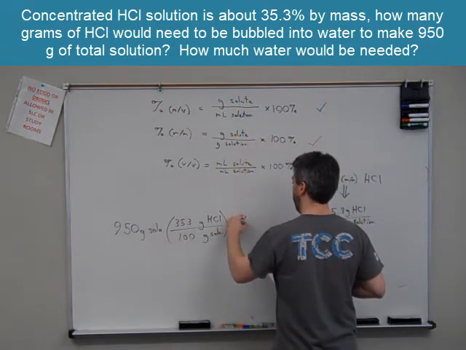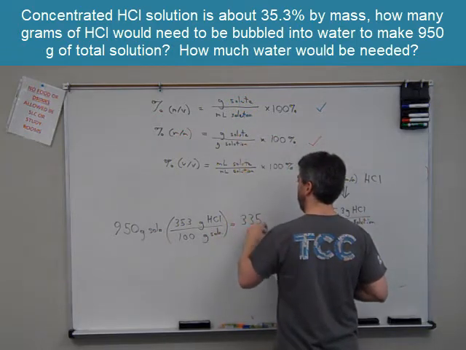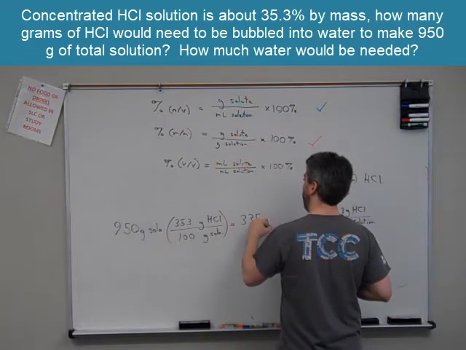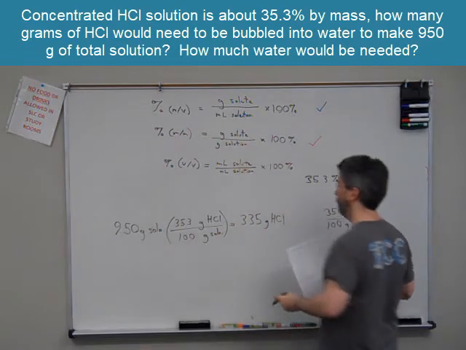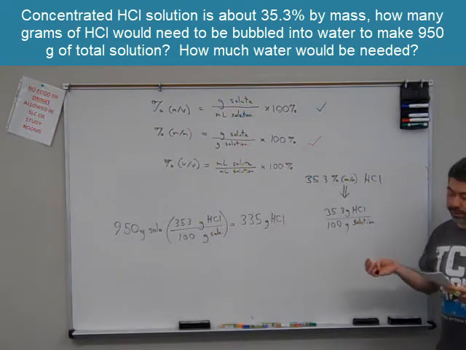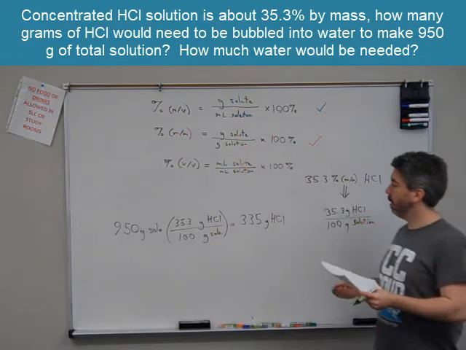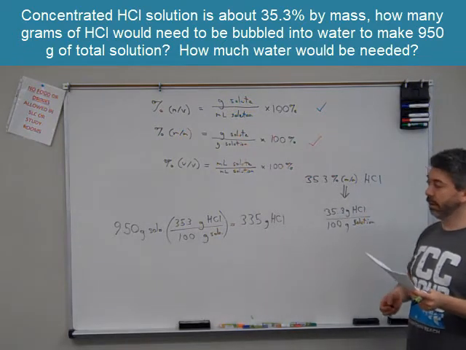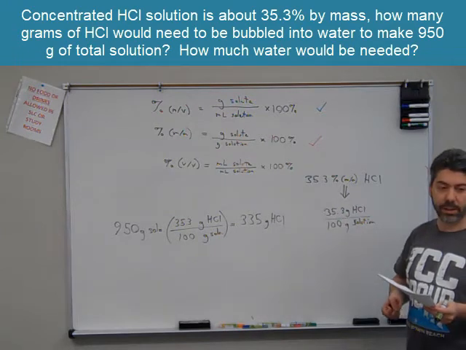335 grams of HCl. That is the mass of HCl that would need to be bubbled into it. Now how much water is needed? How much water do you need?